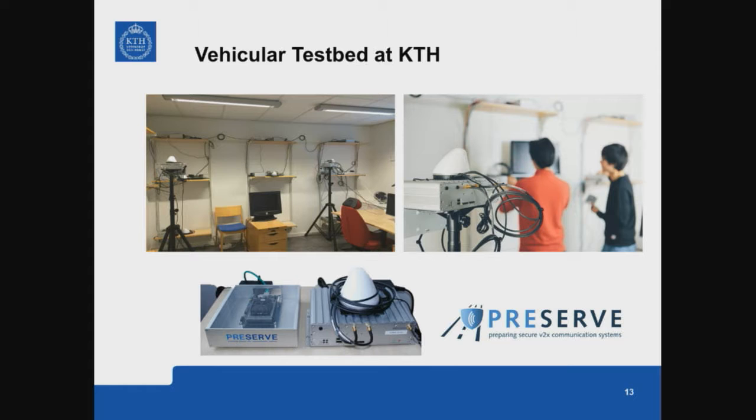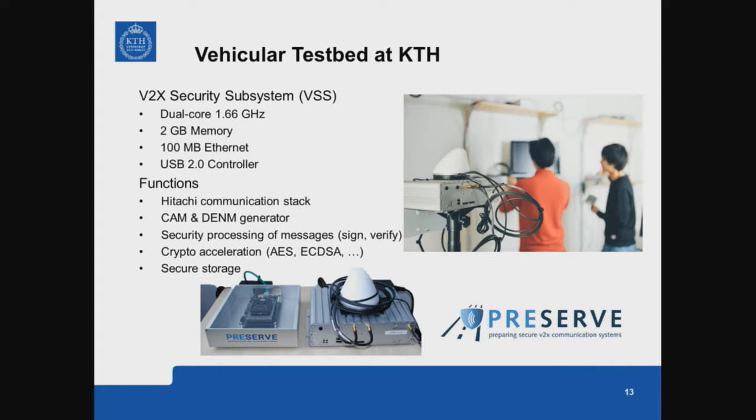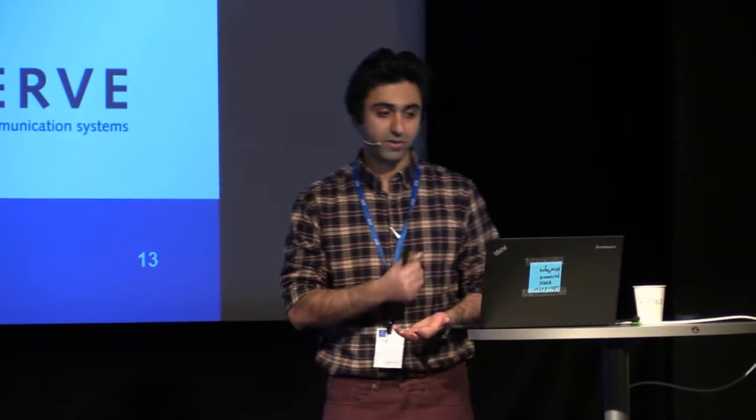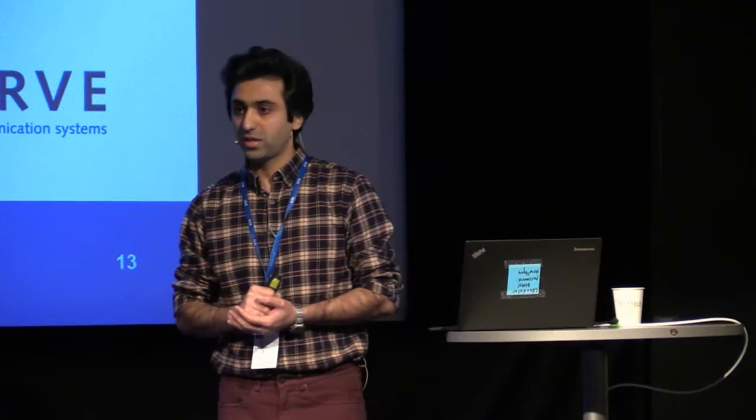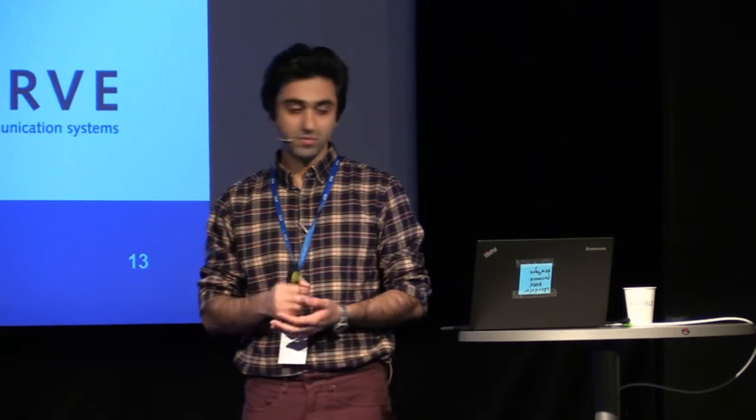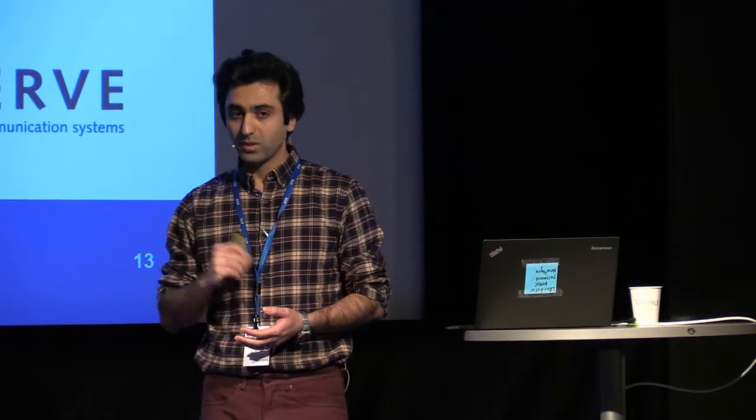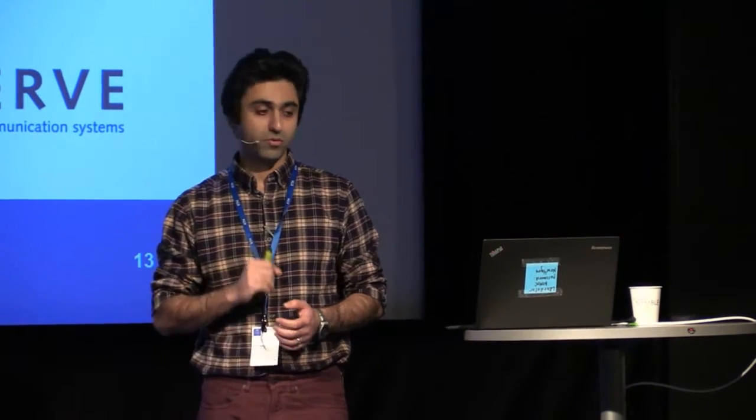As a result of that project, we have a static testbed with 20 onboard units, VSS boxes. We can see here one of the boxes with its antenna. These boxes can generate CAM and DEN messages, and they can perform different cryptographic primitives, and they can sign and verify around 1,000 times per second. So if someone wants to access this testbed, we can provide the interface if someone wants to do some experiment.